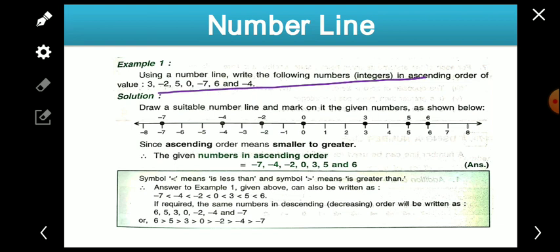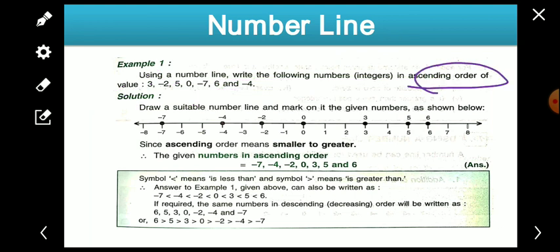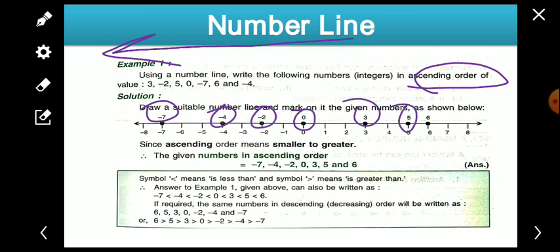We know that as we go towards the left, the value decreases, and as we go towards the right, the value increases. So we have to write in ascending order. It means we have to write the smallest number first. Among these numbers, minus 7, minus 4, minus 2, 0, 3, 5, and 6, minus 7 lies on the leftmost, so it is the smallest. So we will write the smallest number first.